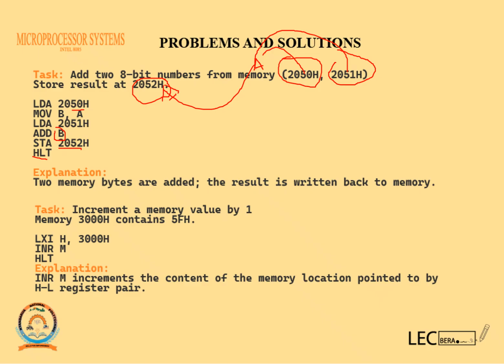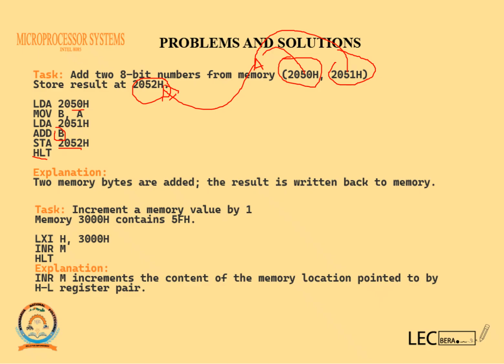And that's why you saw the first thing we load the instruction, we load the data from 2050 to the accumulator. Then we transferred that from the accumulator to register B to make the accumulator available for the next data. And then after loading the new data from 2051H to the accumulator, we now add what is inside register B. And then we store our final result from the accumulator to the memory location 2052H.